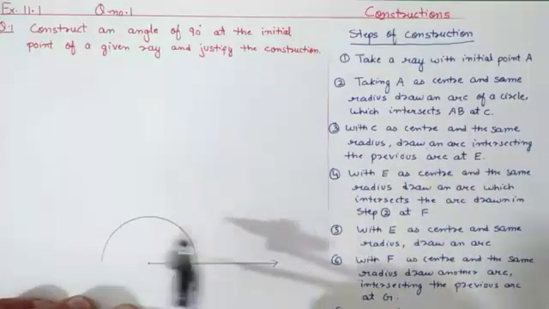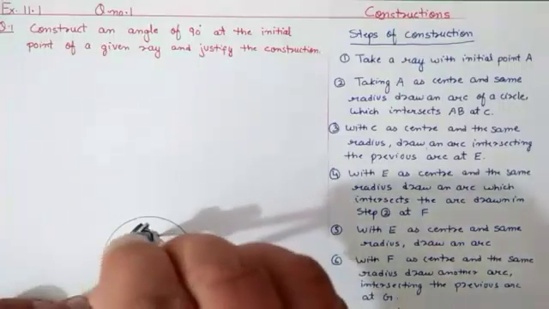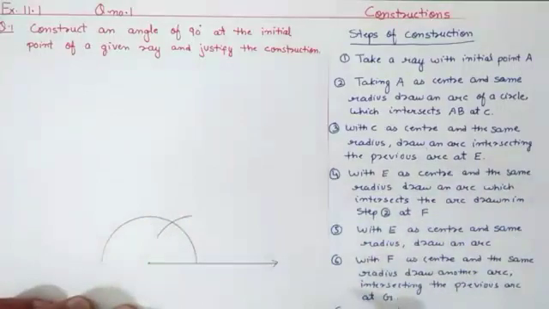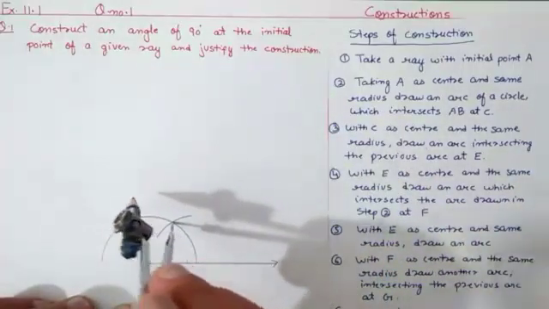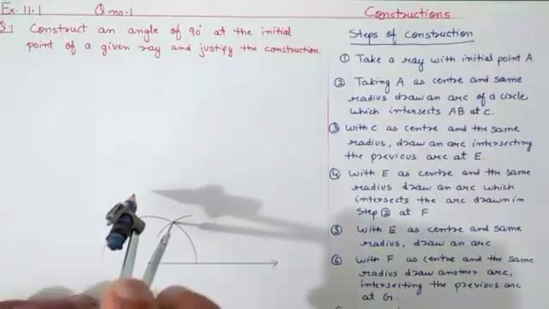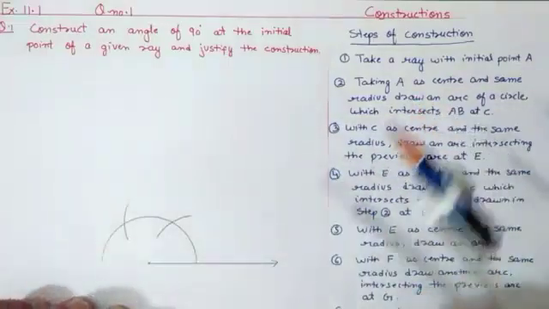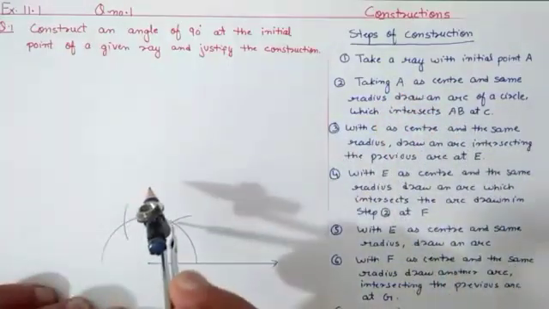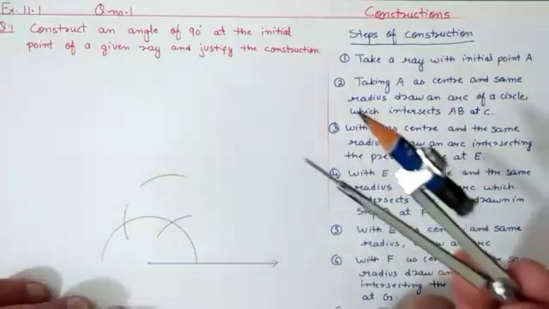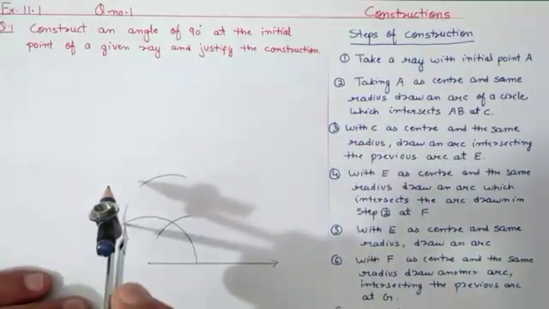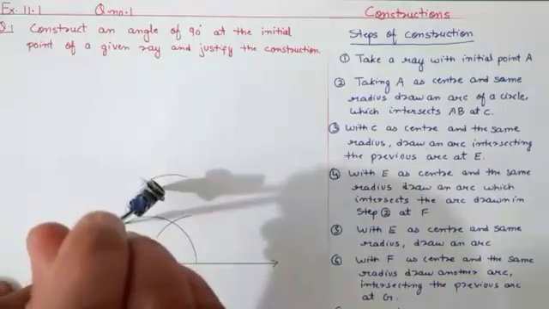After that, from that point draw one more arc over there, and you will get this type of arc. After that, from the same point without changing the radius, draw one more arc in this way. So you will get an arc like this. After that, from this 60 degree arc, draw one more arc on the upper part. After that, without changing the radius, from this 120 degree arc, draw another arc which cuts the previous arc.